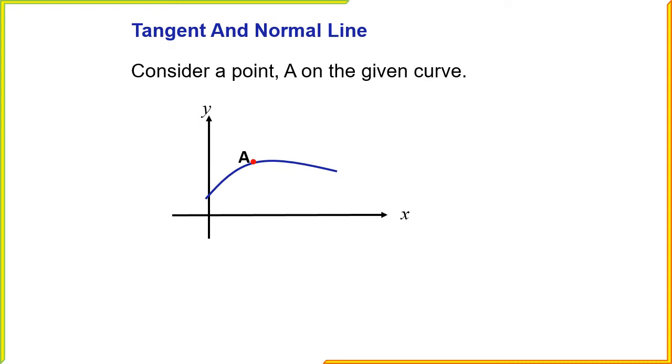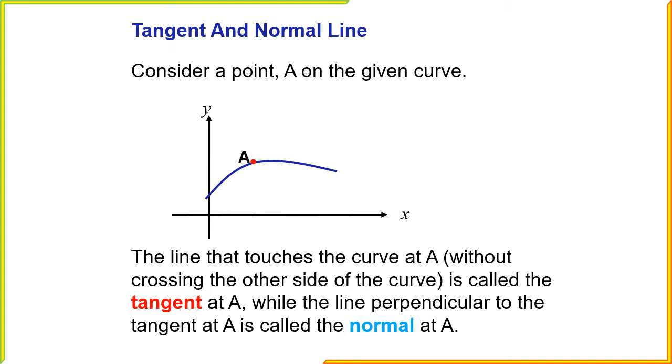But this tangent and normal line is a standard way to classify a curve. Okay, let's say consider a point A on the given curve. This curve can be any type of function. So let's say this is our curve. We don't know what type of curve here, but it's a curve. So we have one point A on the curve itself.